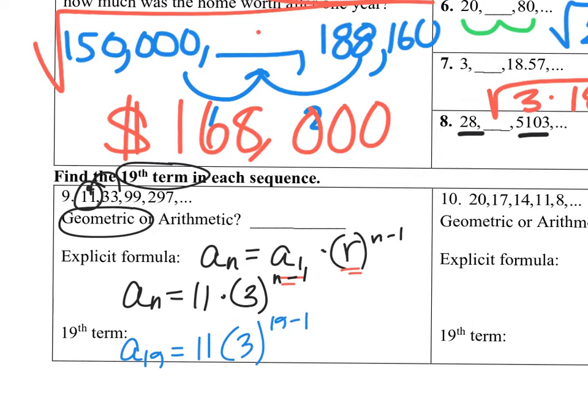When I plug in 19 for n, just make sure that you're careful when you're putting this in your calculator. I would actually just write this as the 18th power. So it's 11 times 3 to the 18th power, which is 387420489. Oops, I put the comma in the wrong spot. So it's 387,420,489.